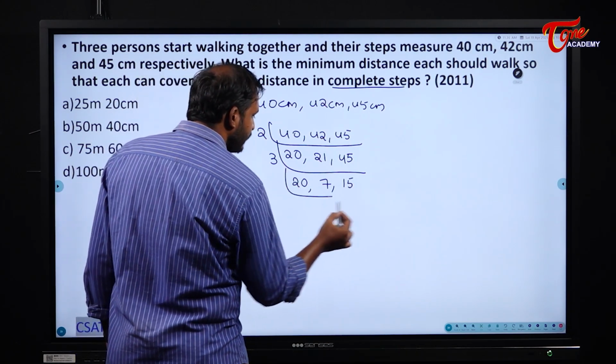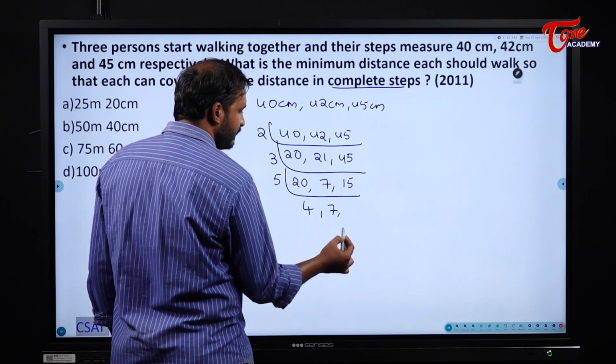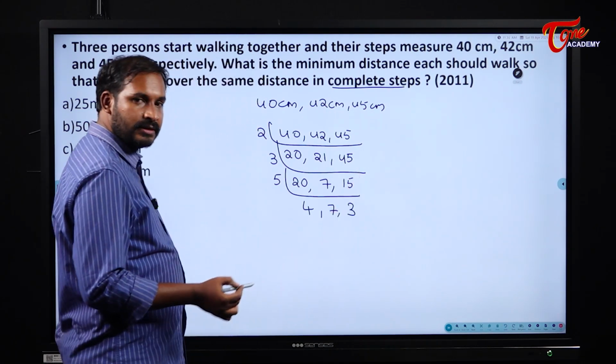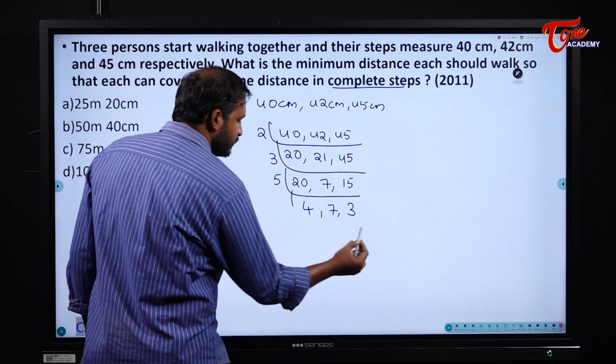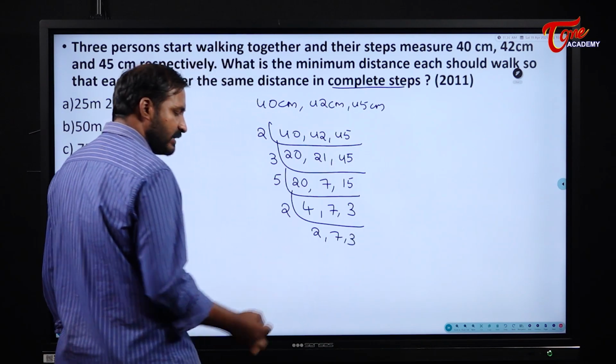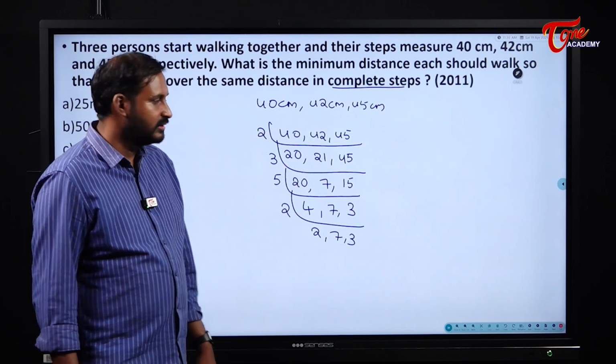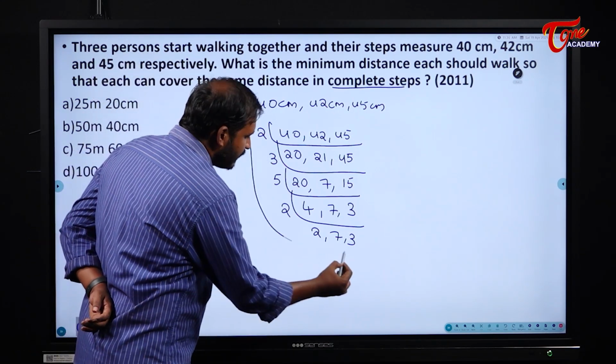Next, I will go with the 5 table. 5 4s are 20, 7 remains the same, and 3. Now, at last the 2 table: 2, 2, 7 and 3. Actually, it is not necessary, but to bring uniformity, I am doing that. That's it, that is the procedure. Now, multiply them. What will you get?